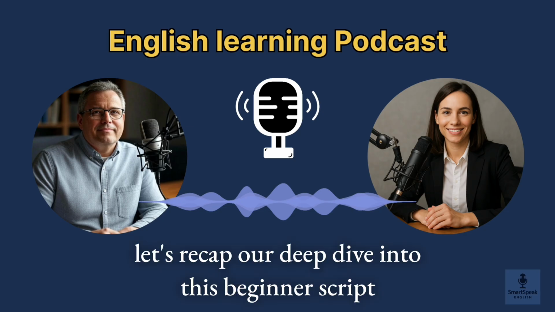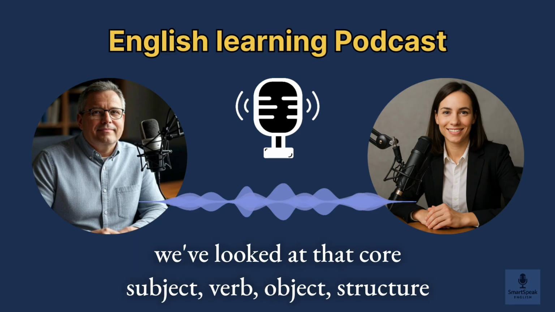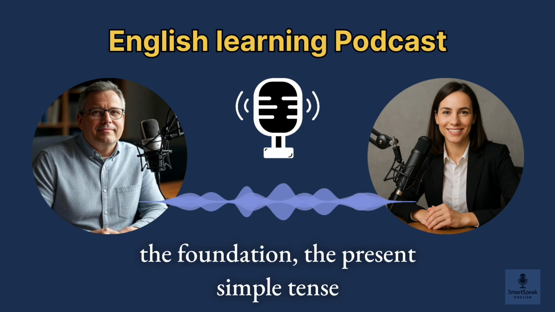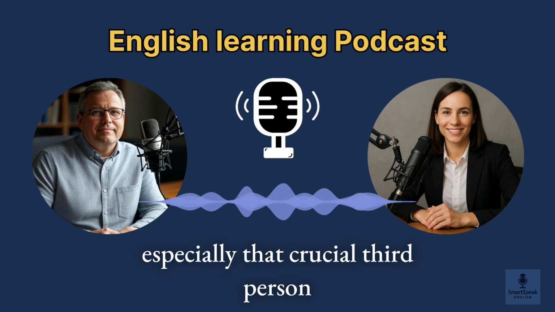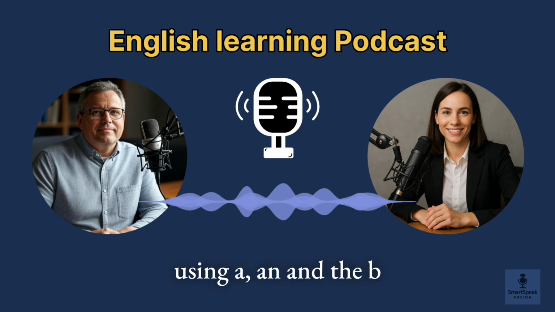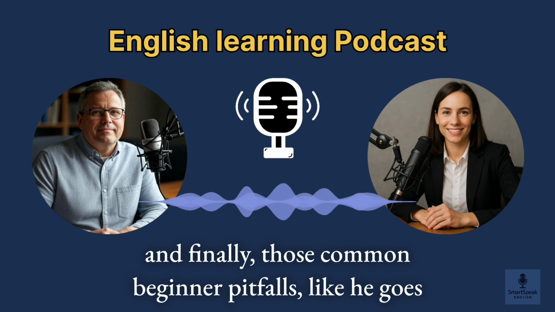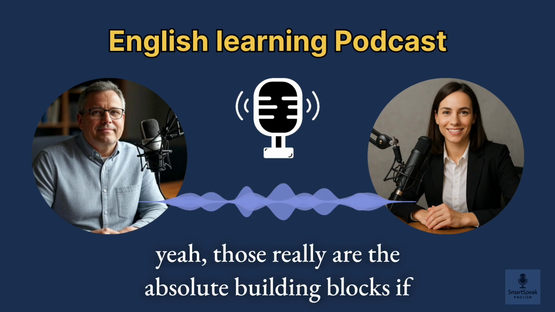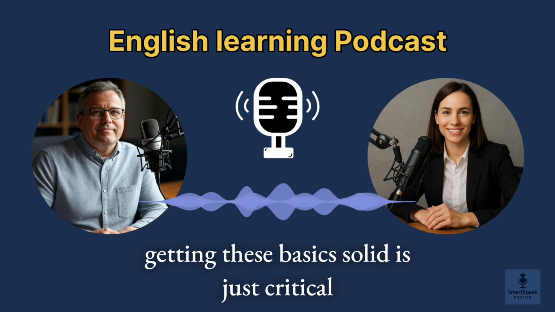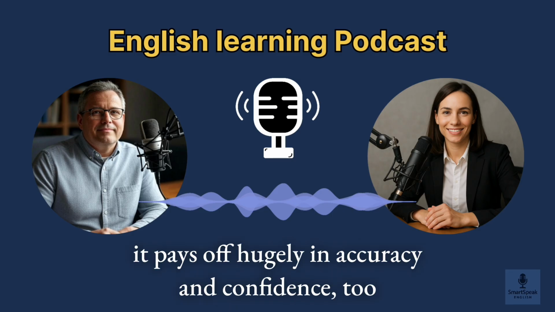Okay, so let's recap our deep dive into this beginner script. Wow. We've looked at that core subject-verb-object structure, the foundation. The present simple tense, especially that crucial third-person S. Can't forget the S. Using a, an, and the, remembering it's about the sound. Yes. Those basic pronouns like he, she, they. Essential shortcuts. And finally, those common beginner pitfalls like he goes, I agree, and she doesn't. Yeah, those really are the absolute building blocks. If you're learning English, getting these basics solid is just critical. It pays off hugely in accuracy and confidence, too.